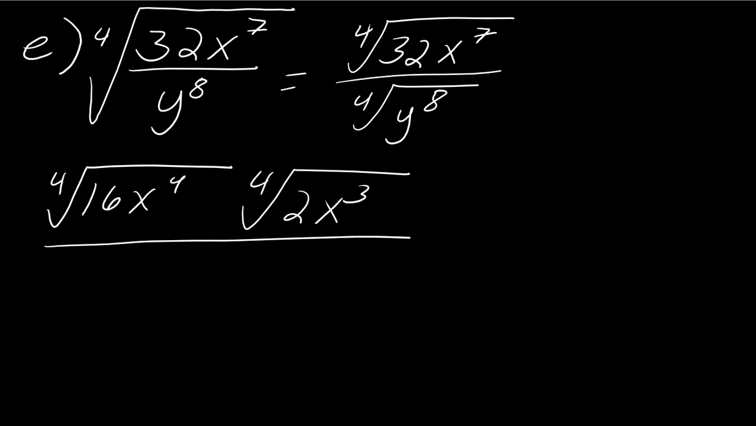So let's see, all of this. I can take the 4th root of y to the 8th. So this denominator is just going to be y squared. So I'll just write it as y squared.